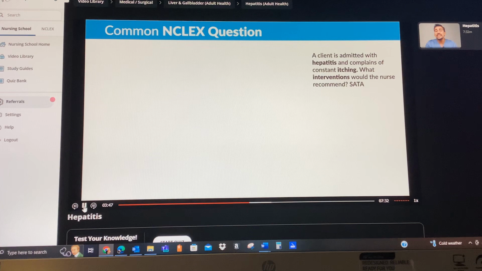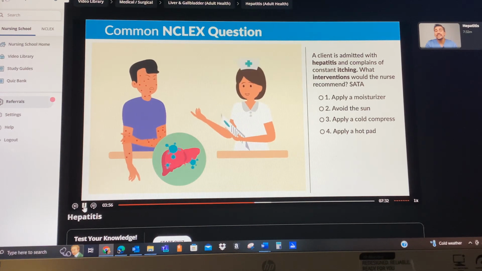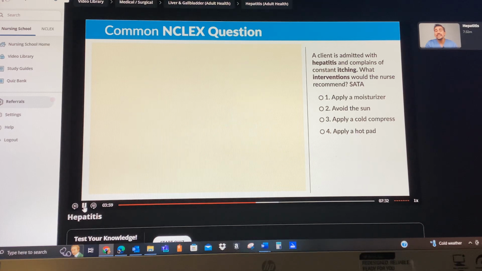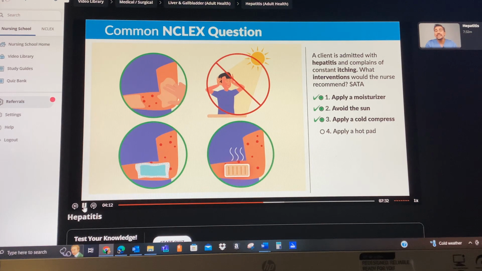Now for a top missed NCLEX question about hepatitis. A client is admitted with hepatitis and complains of constant itching. Which intervention would the nurse recommend? So option 1, applying a moisturizer. Option 2, avoiding the sun, yes. And option 3, applying a cold press, yes. And option 4, applying a hot pad, no, we want to avoid the hot pads and choose the cold. So option 1, 2, and 3 are the correct ones here.